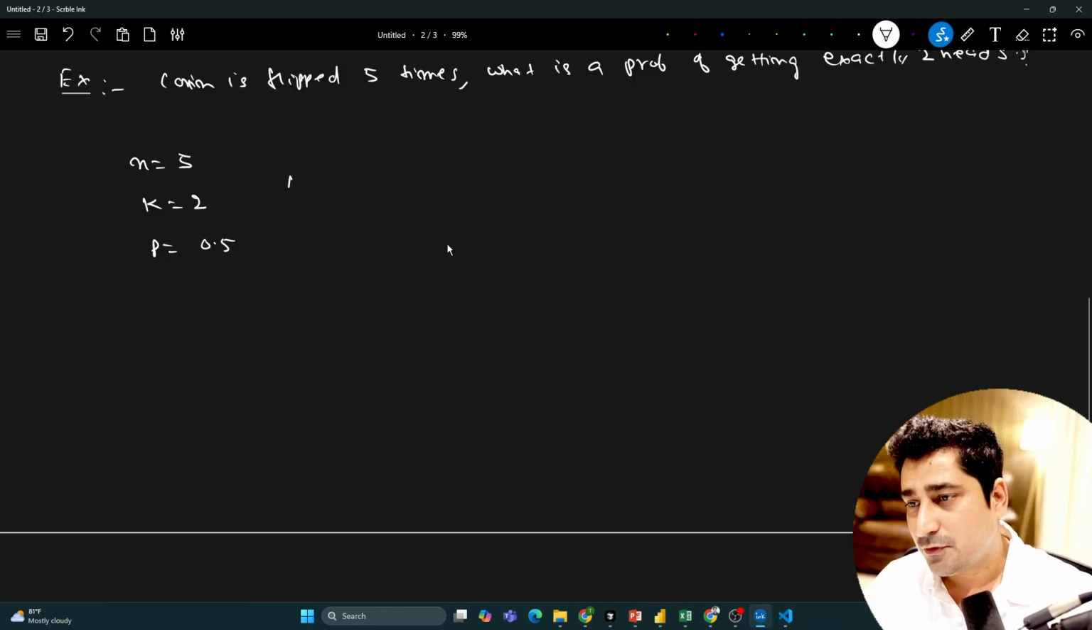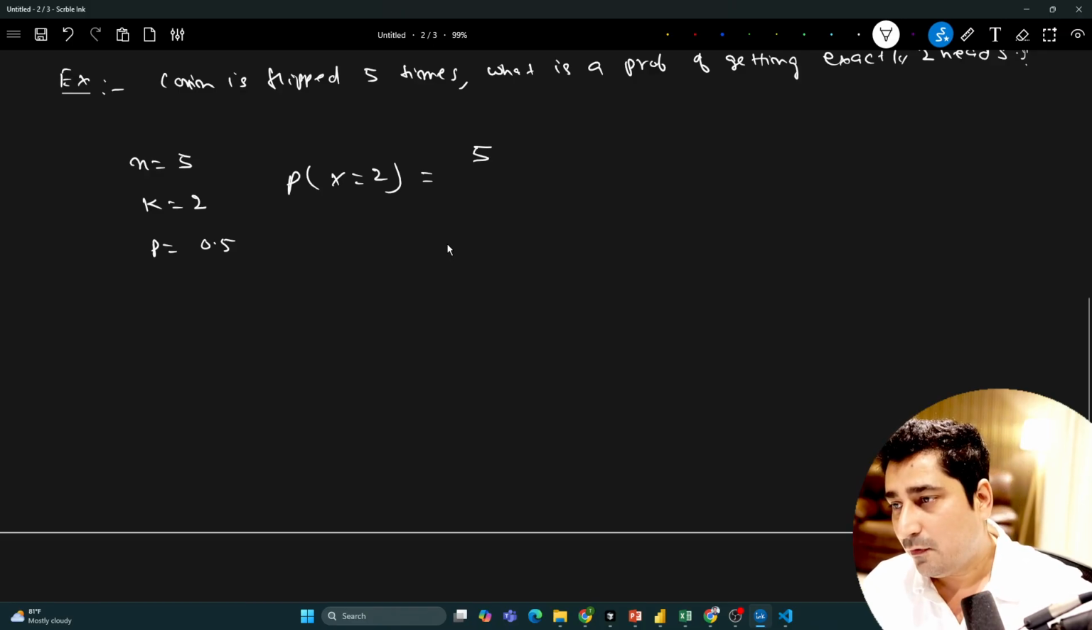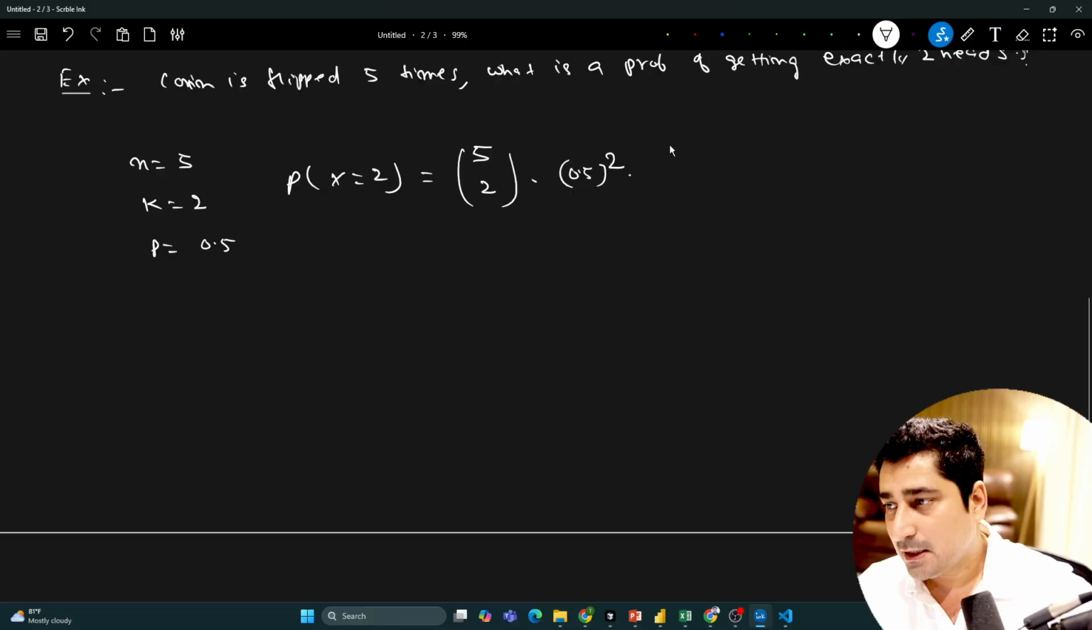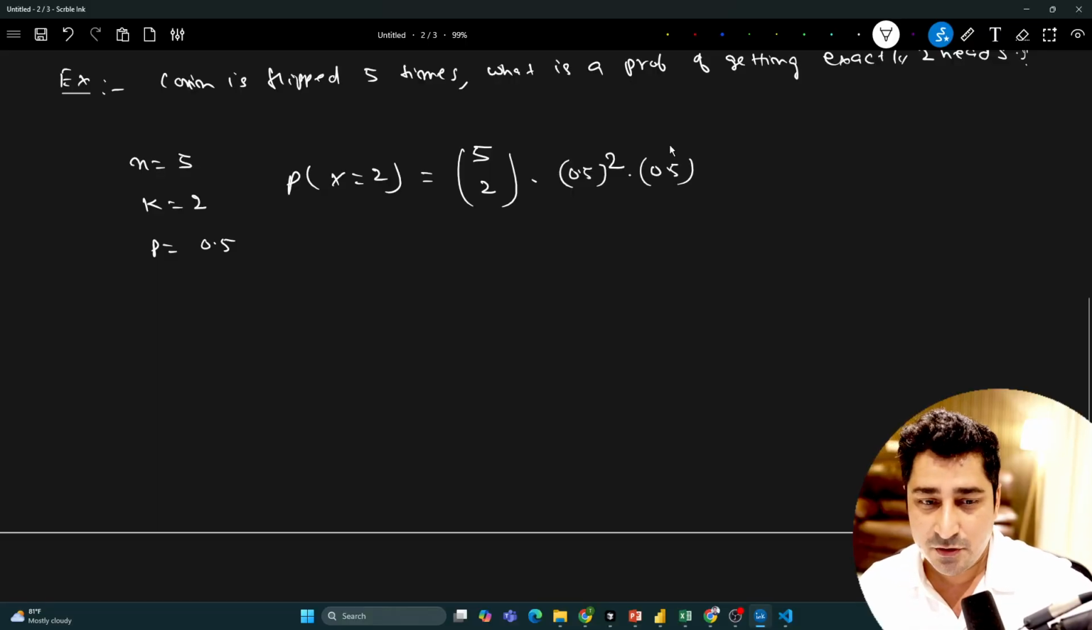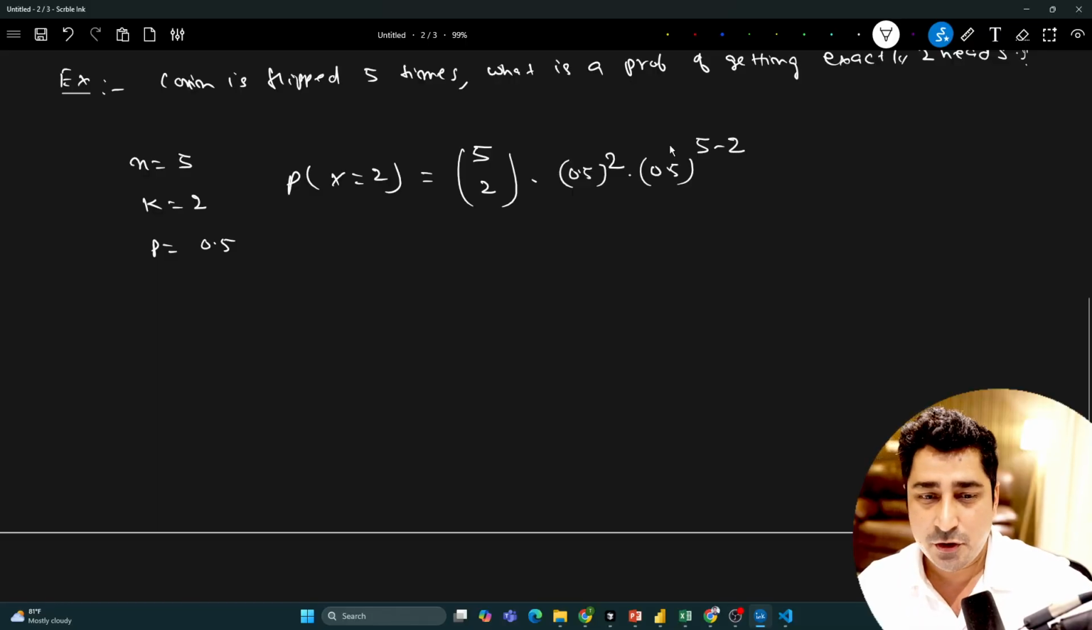So we can try to do the math for X equals 2. X is equal to k is equal to 2. So k is, by the way, 2 for success, right? So here 5 choose 2, and then the probability 0.5 to the power 2, which is nothing but k, and then probability 0.5, 1 minus p, by the way. So 1 minus 0.5 is equal to 0.5, and then n is basically 5, and k is equal to 2. So technically the exponent is going to be 3.